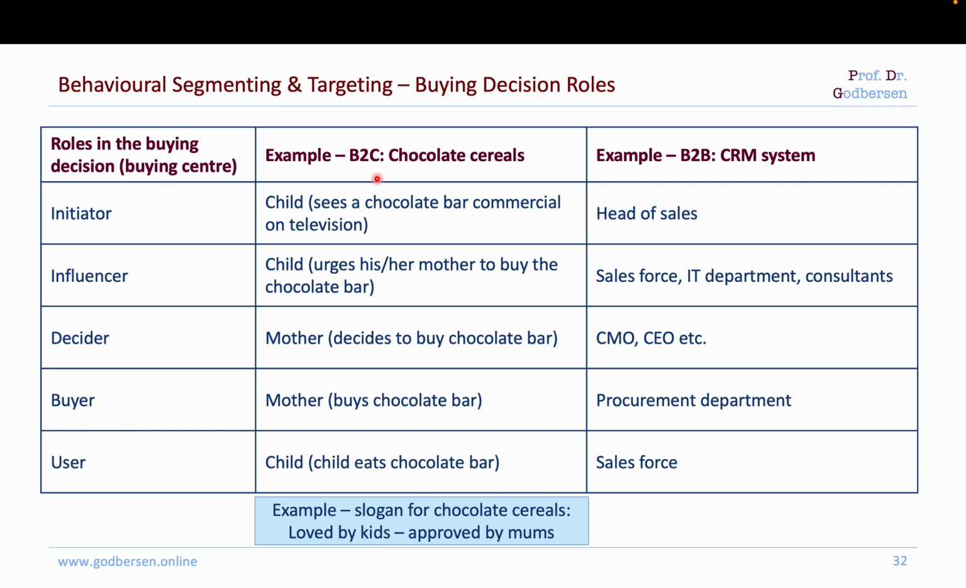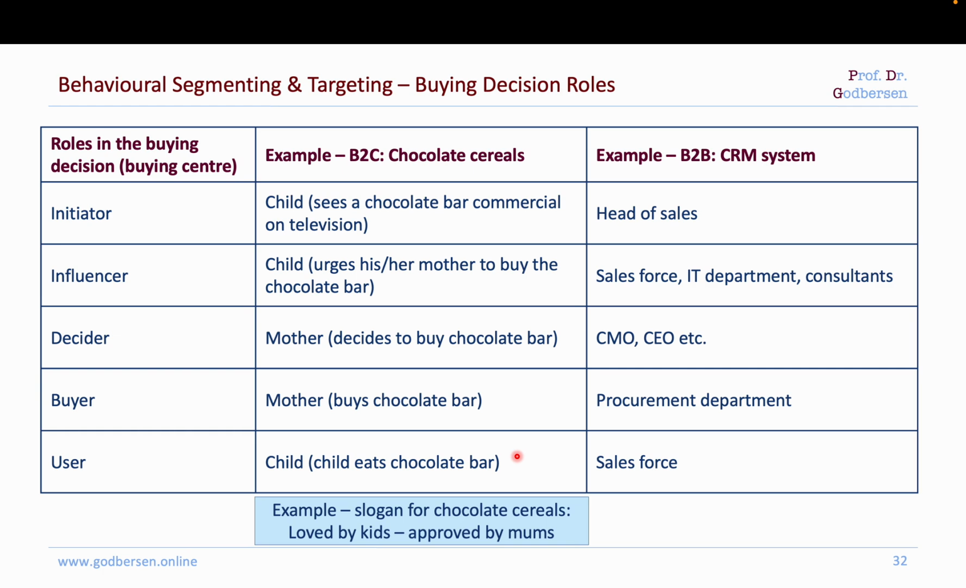I'll give you a B2C, business to consumer example. It's drawn from a commercial I've seen years ago on the British telly. I think it was about chocolate cereals. A child watches the telly, sees a commercial about a chocolate bar or chocolate cereals, and thinks, wow, great, I want to have this. Runs to his or her mother, says, "Mommy, mommy, mommy, buy me a chocolate bar." The mother then decides, right, I want to have a happy kid, so I buy him or her the chocolate bar. The mother goes to the shop, buys the chocolate bar, gives it to the kid, and the child eats it and hopefully is happy and doesn't get diabetes.